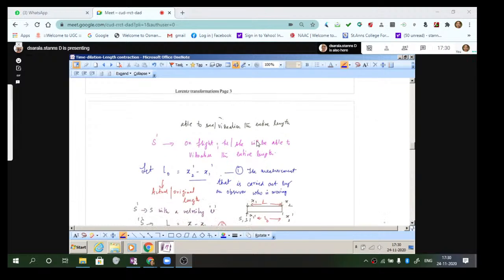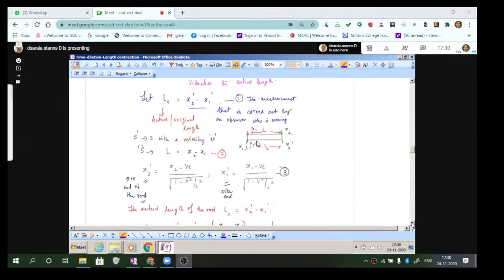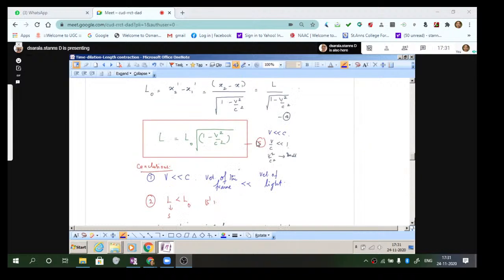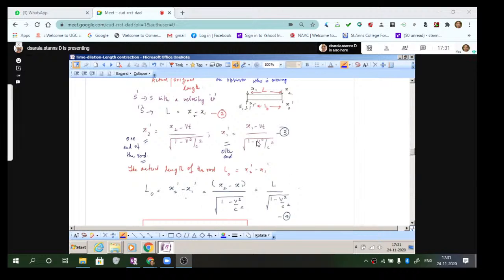So how do you do this? The actual length is the length which is measured when you are in motion, that is, when it is carried out by an observer who is in motion. And the length as observed by S prime will be related to this. Let us see how it is done. So the actual length is L naught. L is what is measured from the stationary frame of reference. So x2 dash is given by x2 minus vt by this. x1 dash is given by this. So using this relation, x2 prime minus x1 prime will be given by x2 minus x1 by root of this, which is equal to L by root of 1 minus v square by c square.